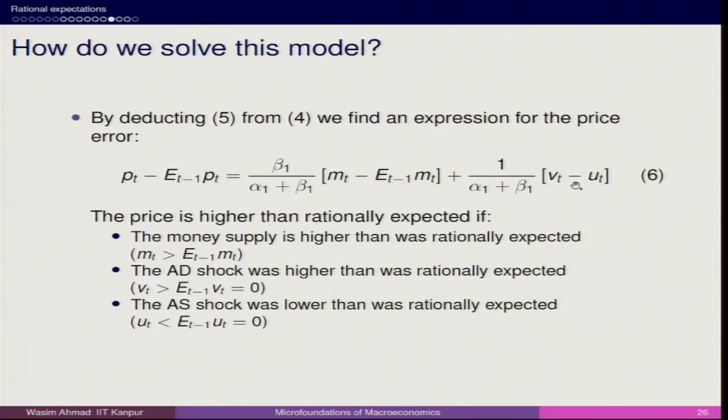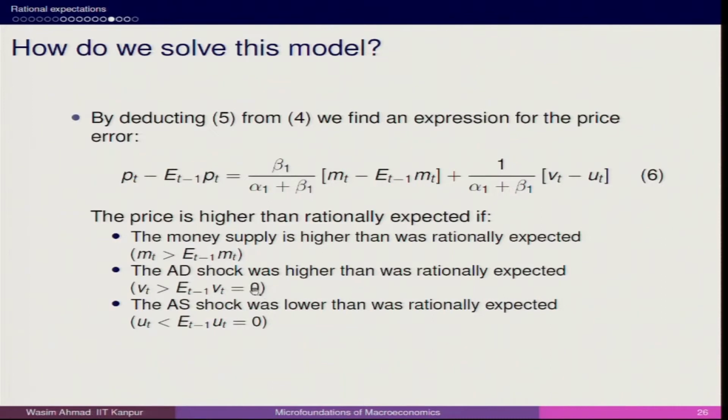Now these random term differences have a lot of meaning in macroeconomics, because as long as you have positive values or differences coming, it will create a problem in the model, which means it will deviate from the objective function. So there you have the role. Price is higher than rationally expected if we have such a thing, that is, if V_t is greater than E_{t-1} V_t, and U_t is less than E_{t-1} U_t. So these are the scenarios.